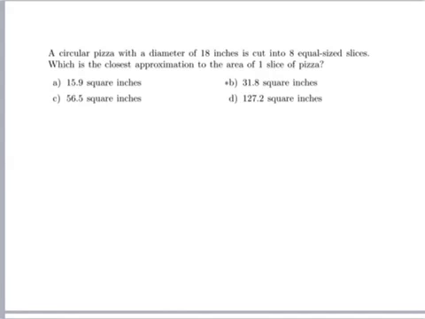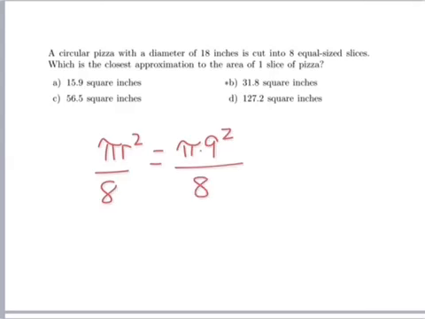In our next problem, we did one similar to this on the assignment the other day. We have a diameter of 18 inches, and we're going to divide the pizza into 8 equal slices. So what I would do is just find the area of the entire pizza using pi r squared, and then divide that by 8. So my radius, if my diameter is 18, would be 9, so take 81 pi and divide that by 8.